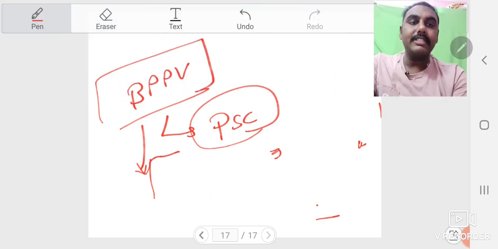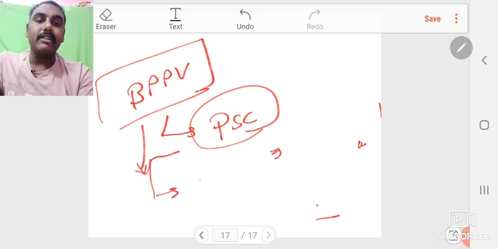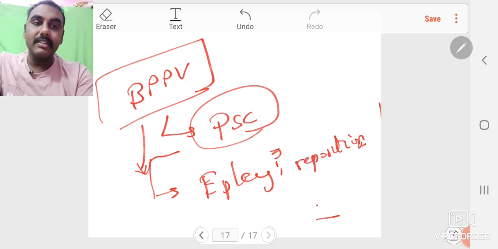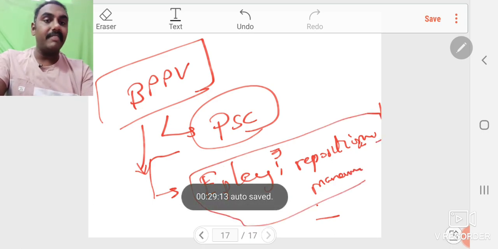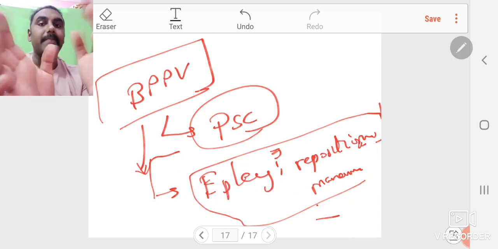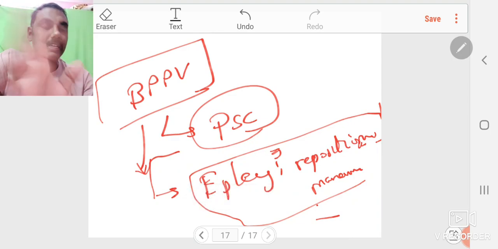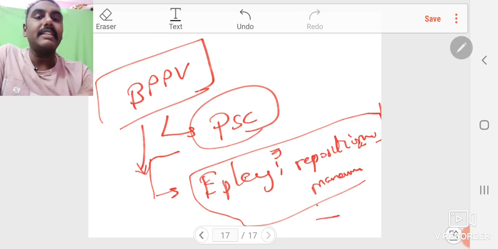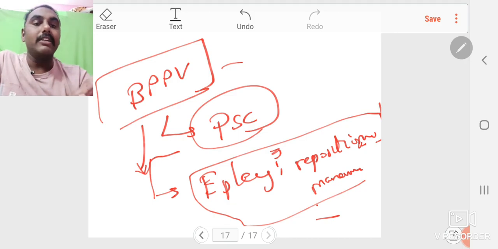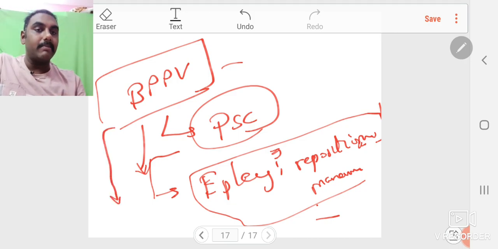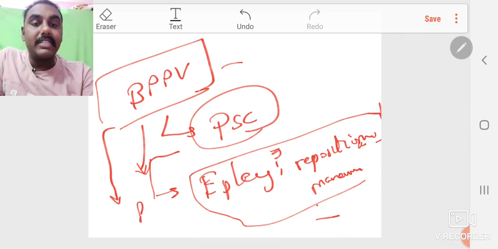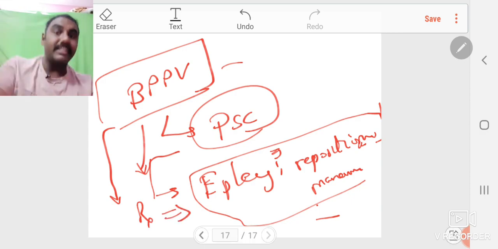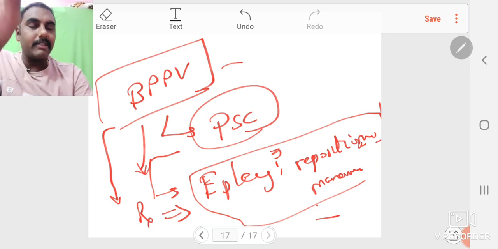So, now you want to do a treatment. The therapeutic maneuver is Epley's repositioning maneuver. Why is there BPPV? It is because of degenerated otoconial debris, which is normally present in the macula. Our role is to reposition this debris back into its normal position. So, the treatment is Epley's repositioning maneuver. It is not a diagnostic maneuver, it is a treatment maneuver.